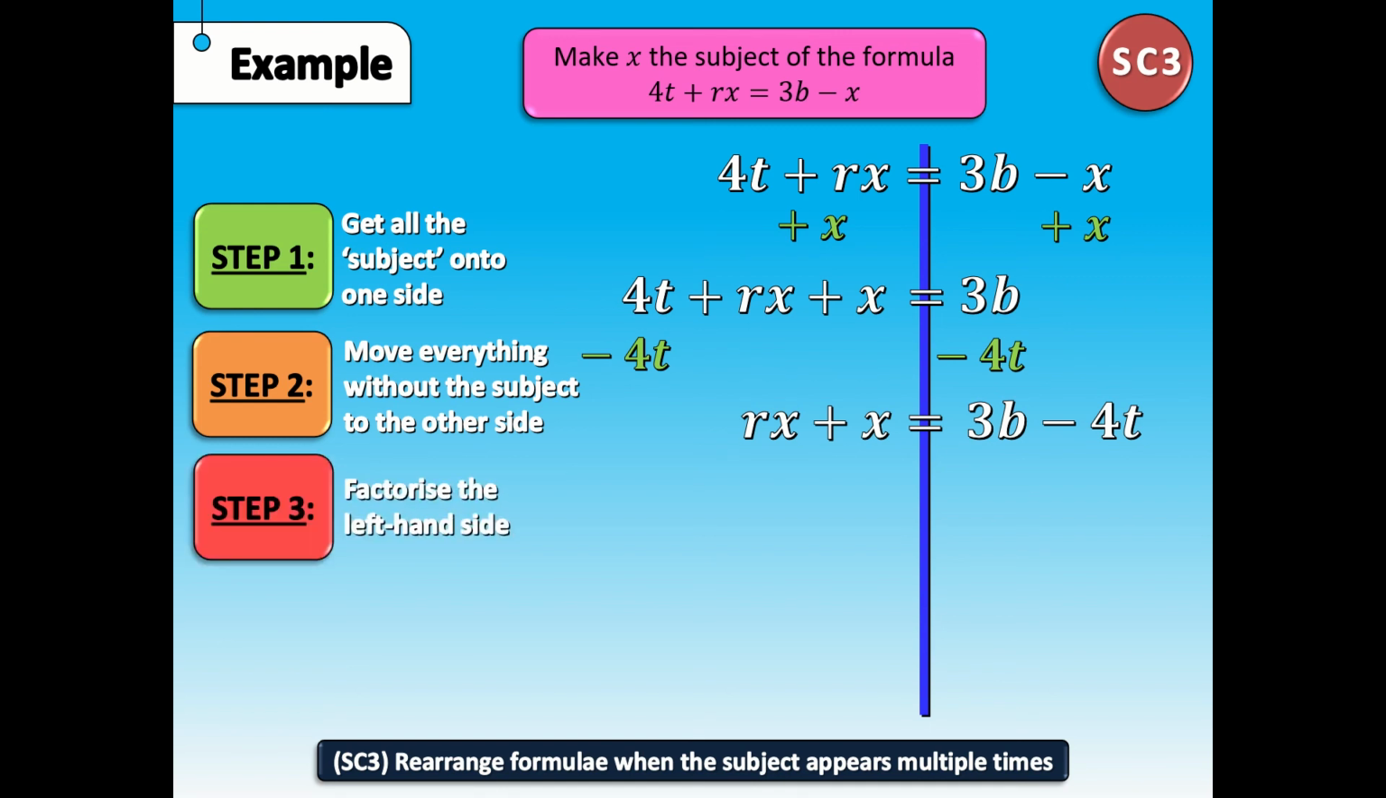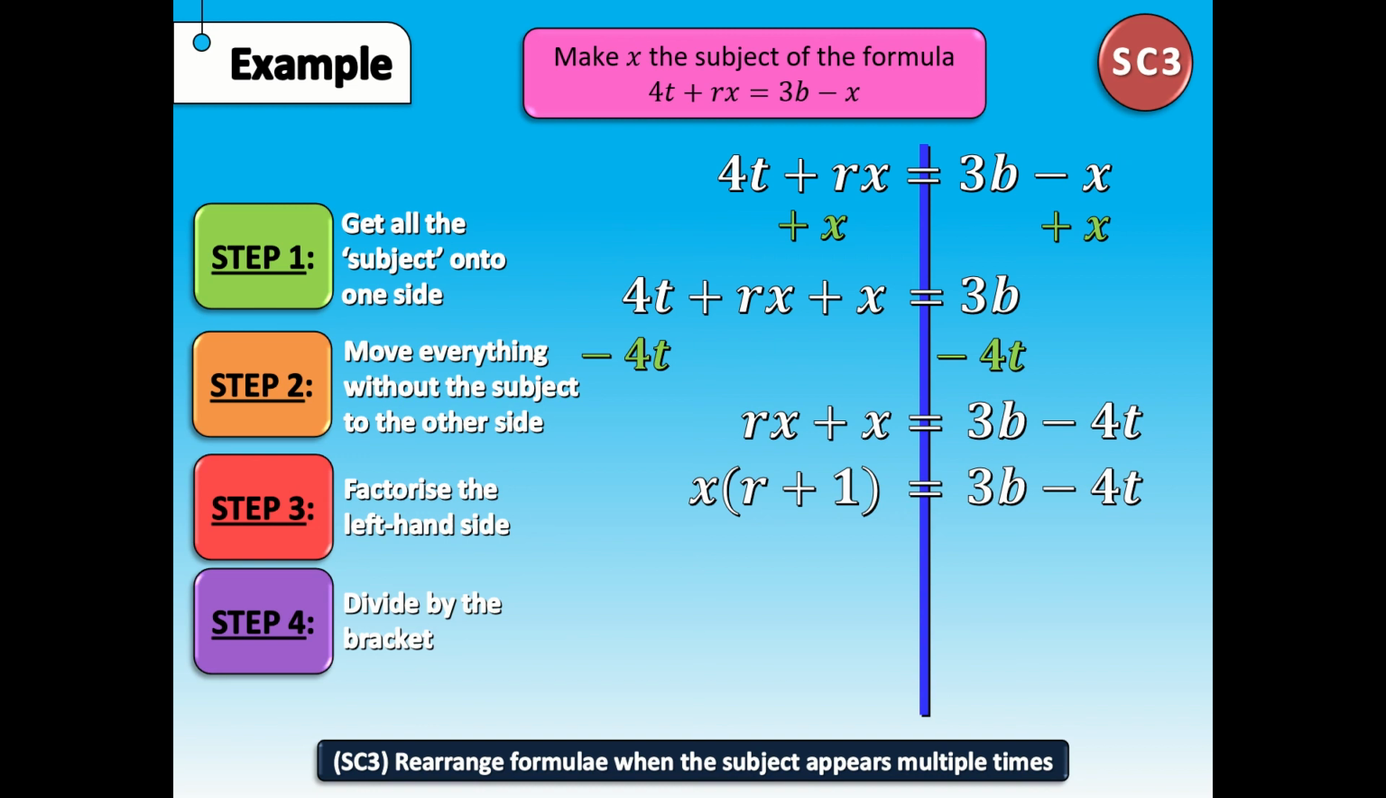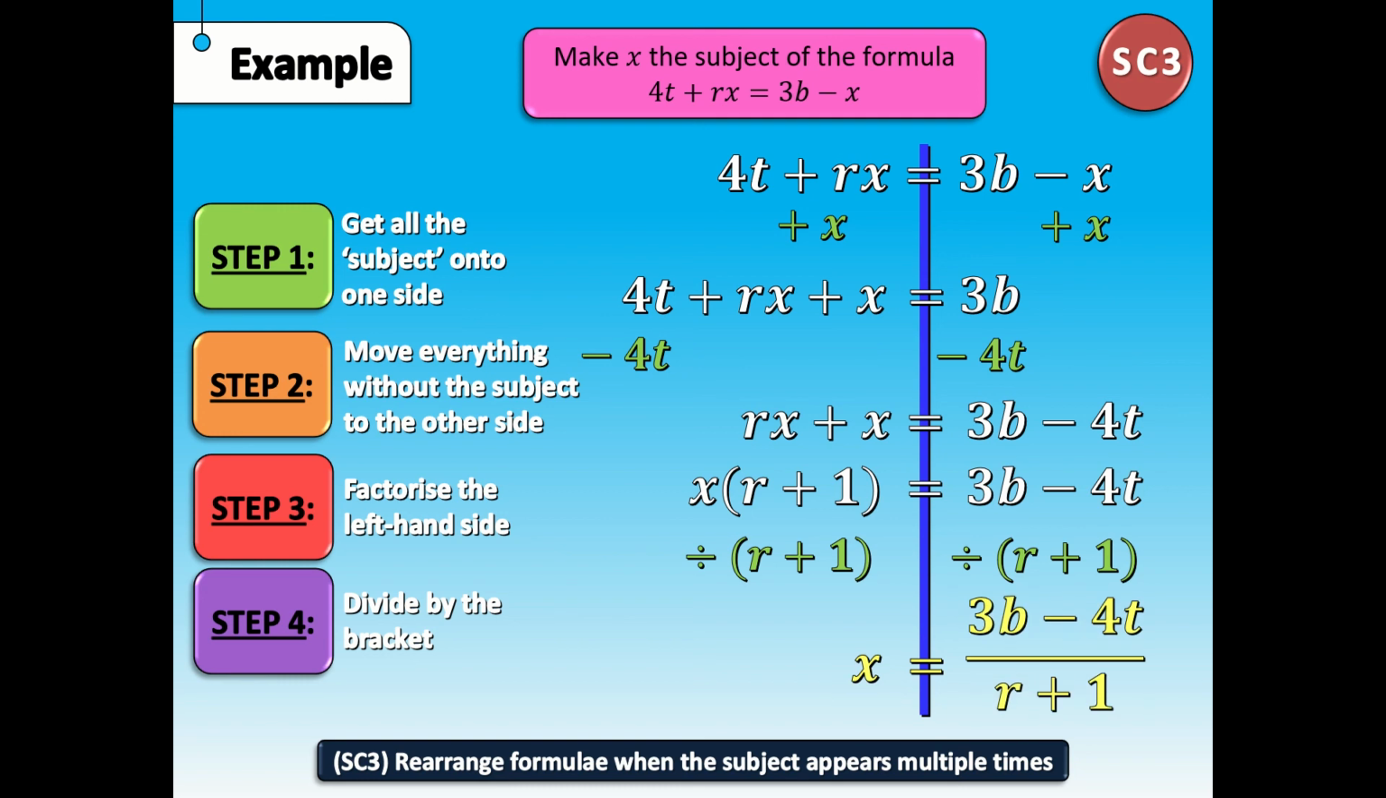Then we factorise the side with the subject on. So we factorise rx plus x. So there's an x in both, so we put x on the outside of the bracket, and we'll have r plus 1 on the inside of the bracket. And that equals 3b minus 4t. Then we need to divide by the bracket. So we have x equals 3b minus 4t over r plus 1.